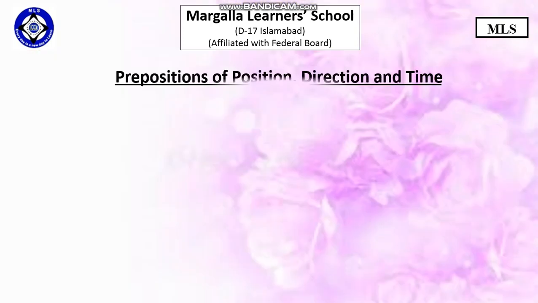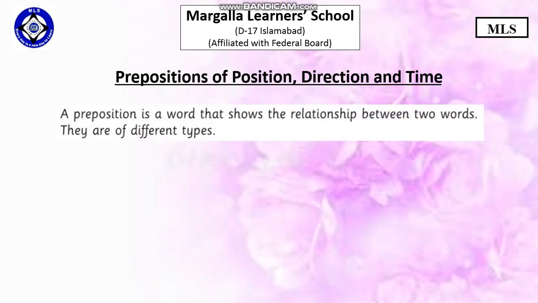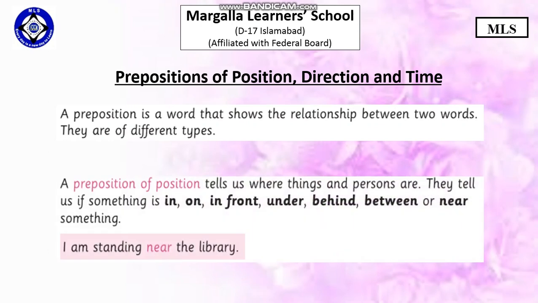First of all, let us see what prepositions are. A preposition is a word that shows the relationship between two words. They are of different types. The first type that we're going to study is a preposition of position that tells us where things and persons are. They tell us if something is in, on, in front, under, behind, between, or near something.